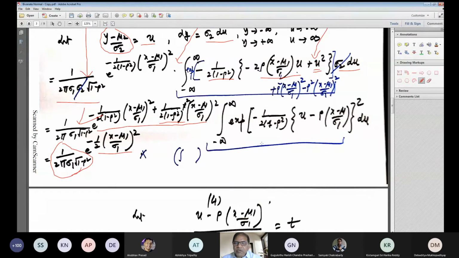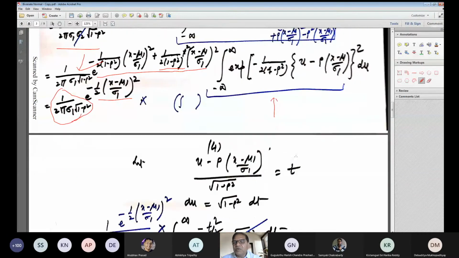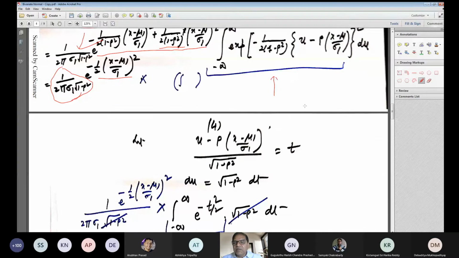Now we have to simplify only this integral. In order to simplify this integral, we again make a substitution: the term inside this bracket we put as t. We have taken the square root of 1 minus rho square inside as well.